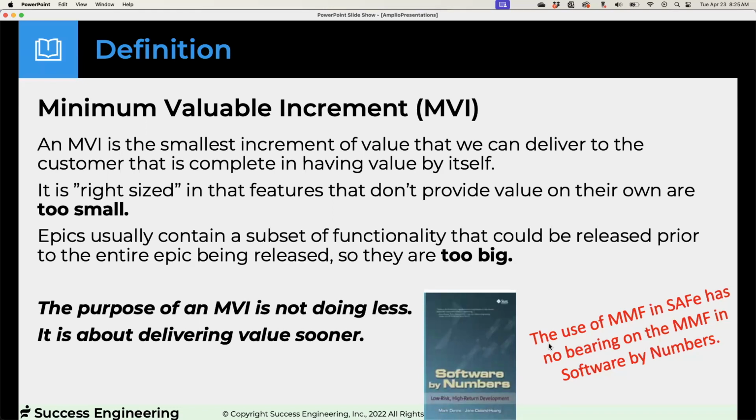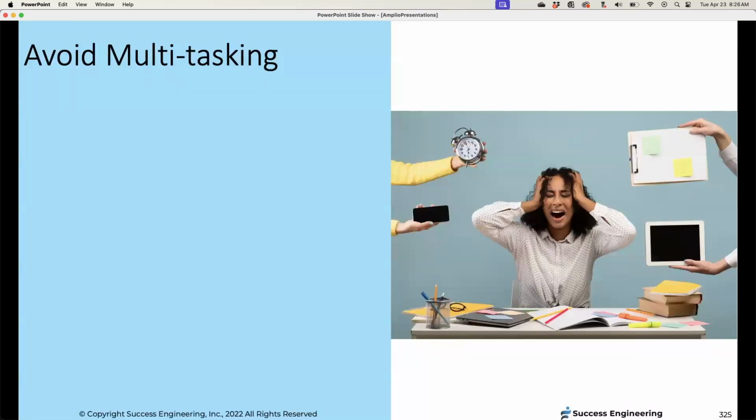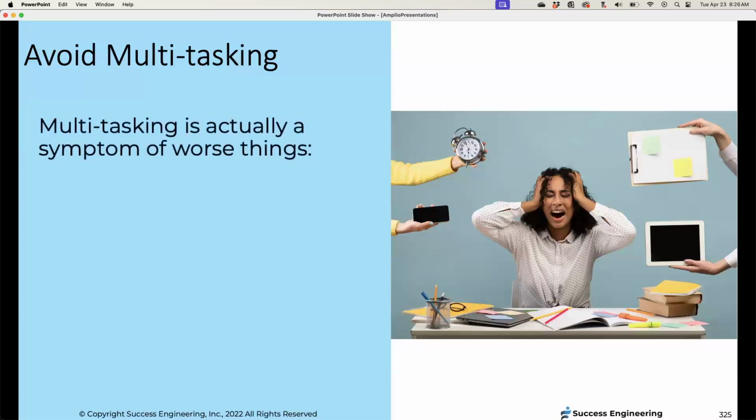What we did is we call it an MVI because we used to call them MMFs, and then companies would tell us, well, we're not marketing, so we don't want to call it that. So that's when we came up with a minimum business increment, and now it's moved to minimum valuable increment to include government agencies.